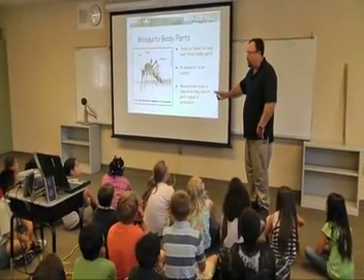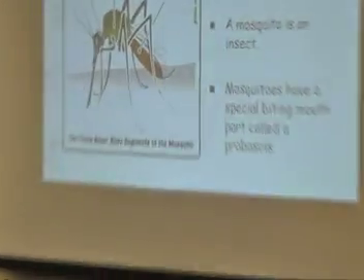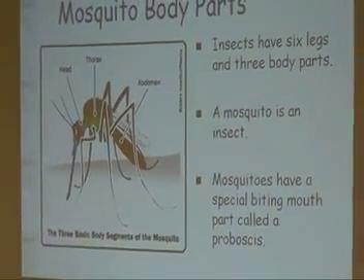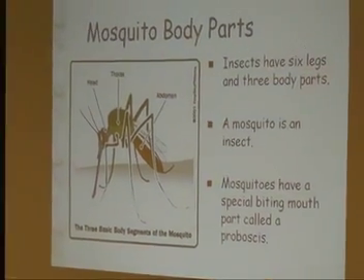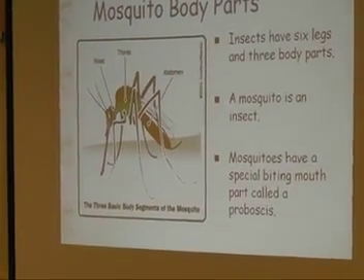6 legs, 3 body parts, and a mosquito is an insect. A mosquito has a special biting or piercing mouth part, big word you don't need to remember, but it's called a proboscis. This is multiple mouth parts that they use in order to cut and draw blood with. Okay? So it is an insect.